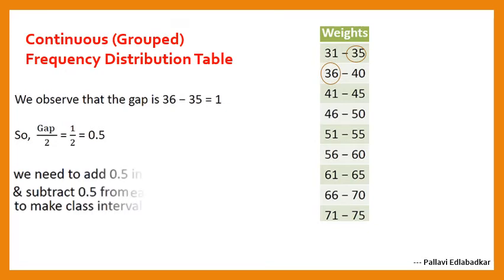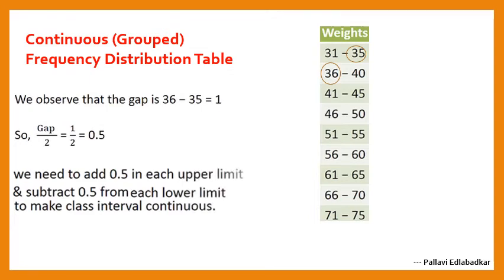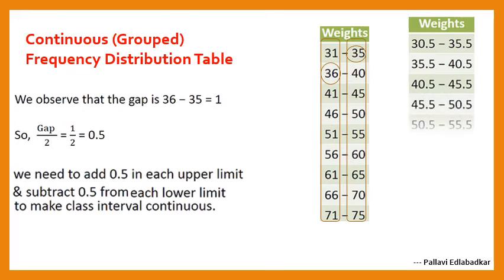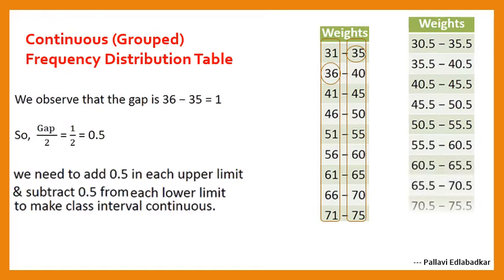This 0.5 needs to be added to the upper limit of each class. That is, it has to be added to 35, 40, 45, 50 till 75. And the same 0.5 needs to be subtracted from the lower limit of each class. So it has to be subtracted from 31, 36, 41, 46 till 71. Okay. Now once this is done, we will get the classes as seen in the second table. So they go from 30.5 to 35.5, 35.5 till 40.5, 40.5 till 45.5.